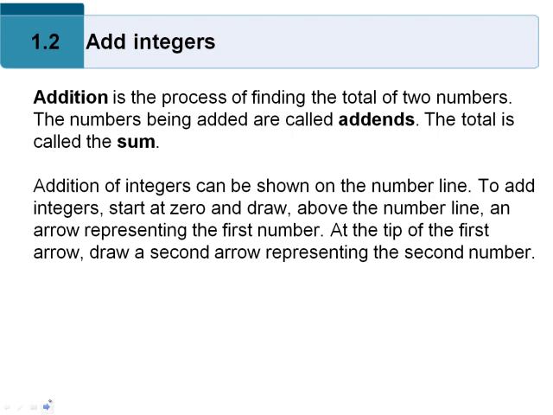So we're going to look first of all at how to add integers on a number line. When you do this, you start at 0 and then you go to the first number using an arrow, and then at the tip of that first arrow you go back to the second number wherever that is, and that'll give you your answer.